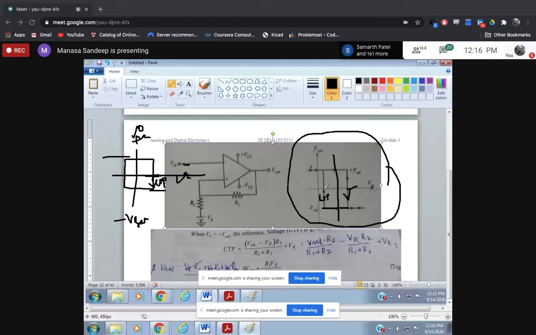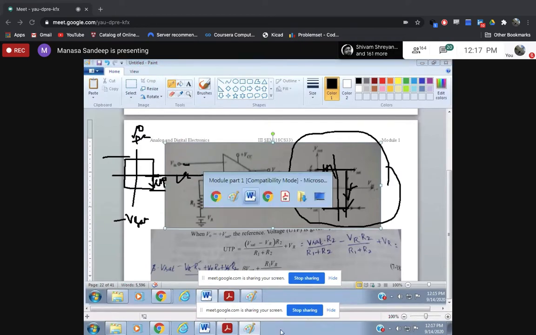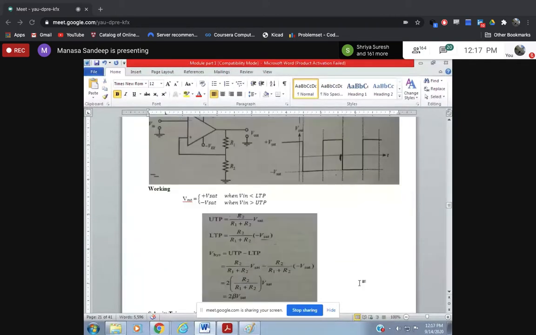Whenever your input falls below the LTP point, whenever your input is less than LTP point, your output once again will change from minus V saturation to plus V saturation, and your output will continue to be in the plus V saturation till your input goes above Vi. Once it goes above Vi, this fall happens and it continues to be here. And once again, input falls below LTP, it changes from minus V saturation to plus V saturation. So guys, it's like this one. So this is the hysteresis.